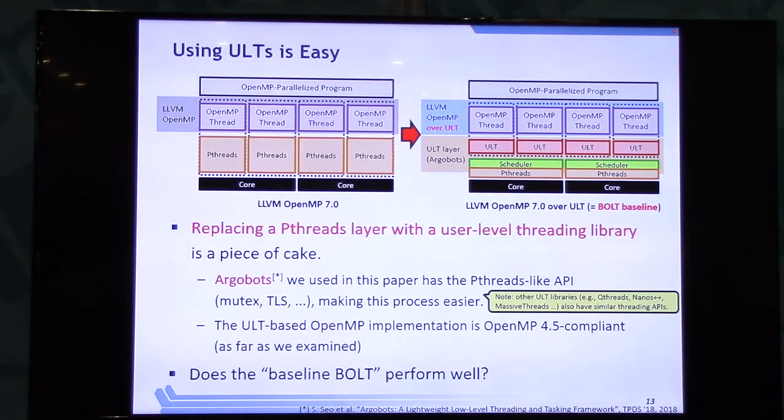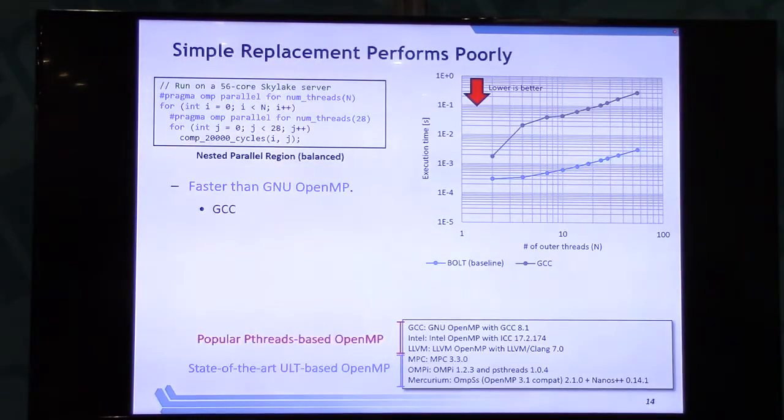Compared with the Pthread version, even if we create more OMP threads than the number of cores, the total number of Pthreads, or OS-level threads, is the same. So there's the least oversubscription cost. Does it perform very well? We run this nested parallel microbenchmark on 56 cores on Skylake. The thread count of the outer parallel region is changed, while the thread count of the inner parallel region is fixed to 28. Faster is better, so lower is better.